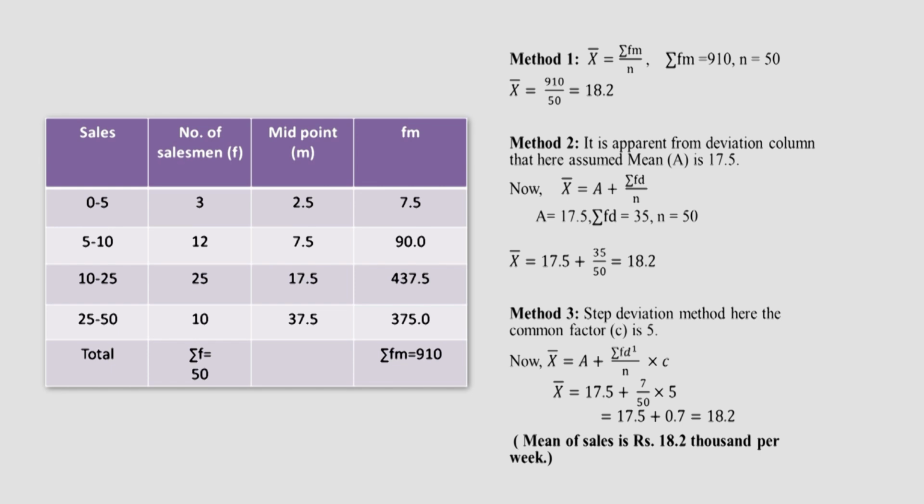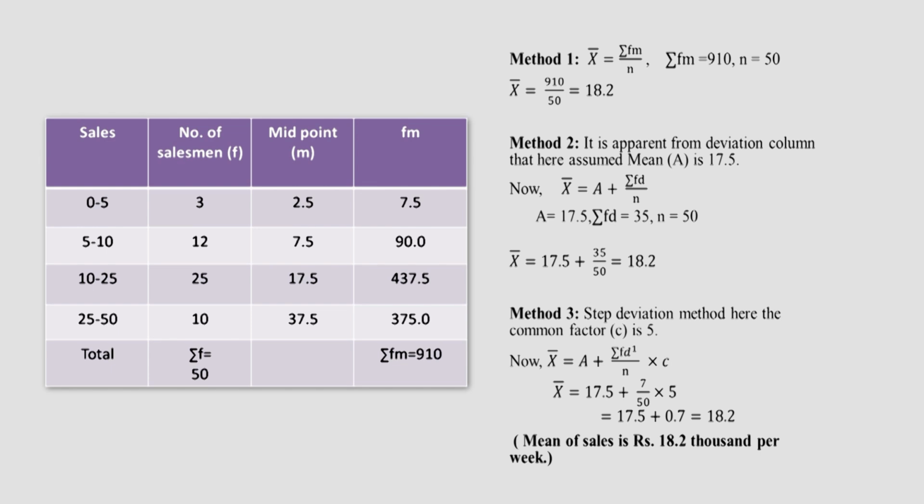Now you have to multiply your frequency with this value, which we can denote as m. You can give any name to it. You just have to write that m is the midpoint. Alright. So 2.5 into 3, that comes to 7.5, 12 into 7.5, it is 90, 25 into 17.5, it is 437.5, and 10 into 37.5 is equal to 375.